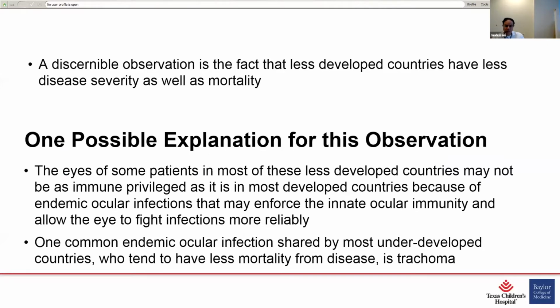Another observation is what I said, the less developed countries having less mortality from that disease. And again, the eyes of people living in less developed countries are a lot of times less immune privileged compared to the eyes of people living in developed countries because of endemic ocular infection, which can allow more innate immune response that allows the eyes to fight infections more reliably. One common endemic ocular infection shared by most of the countries that have lower mortality is something called trachoma. If you don't know what that is, it's basically a disease of the eye caused by chlamydia, and it's the commonest cause of blindness in less developed countries.